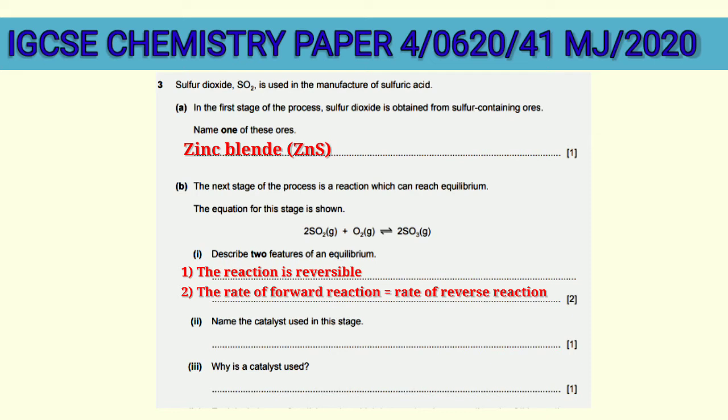Question B2. Name the catalyst used in this stage. And the catalyst is vanadium pentoxide. Question B3. Why is the catalyst used? Catalyst increases the rate of reaction.